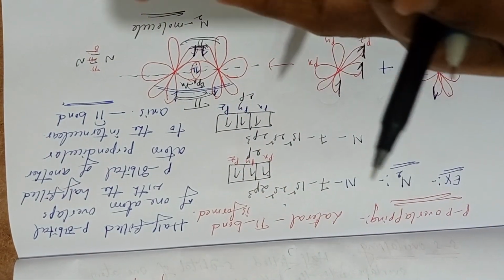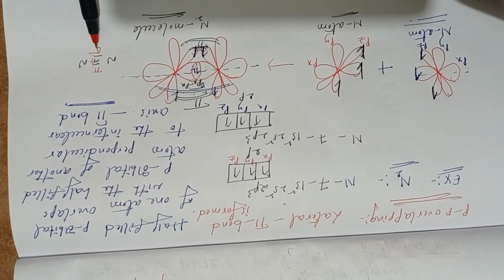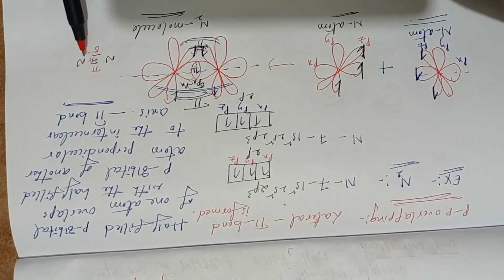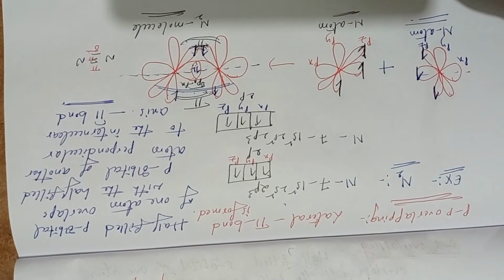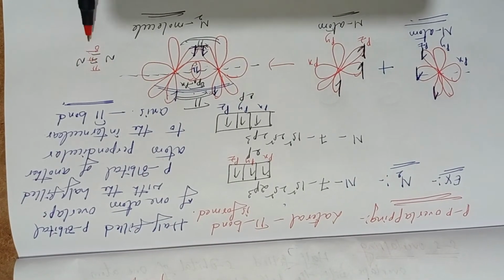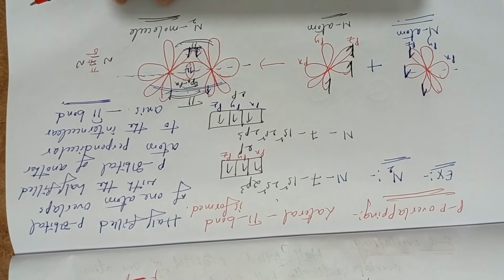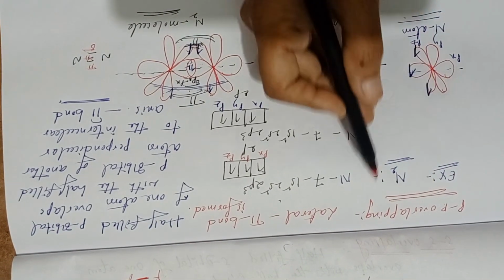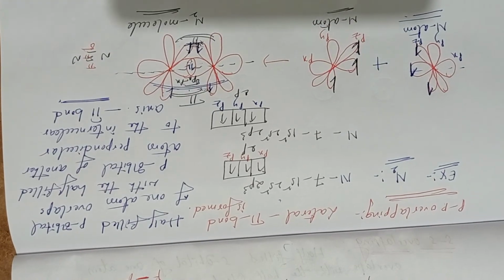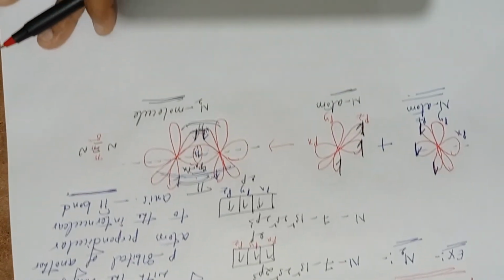Are you clear? Understanding? So here this is sigma, these two are pi bonds. So that means in between the two nitrogen atoms, a triple bond is existing. One sigma, two pi bonds will be there. This is the N2 molecule. Clear this one? Now one more example, students. PP overlapping, lateral overlapping. One more example, oxygen, I am going to discuss.